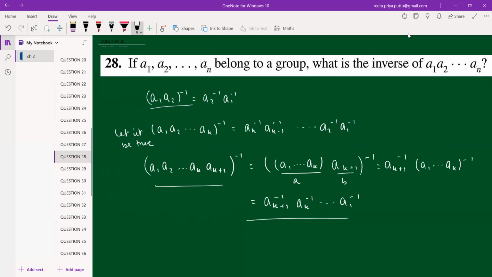So from here we can say that this is true for all. And what we required is (A1 A2 ... AN) inverse, from here we can write it as AN inverse, A(N-1) inverse, up to A1 inverse. So for 2 we call it the socks-shoes property, for 3 we call it the socks-shoes-boots property, but for N we don't have an exact name. But yeah, this is how the property works.